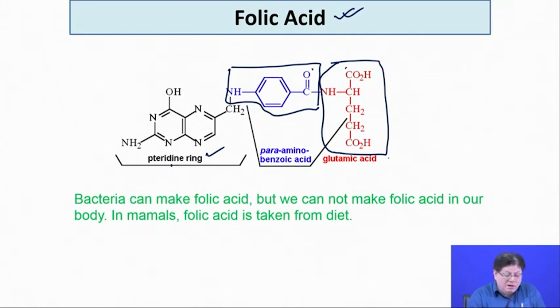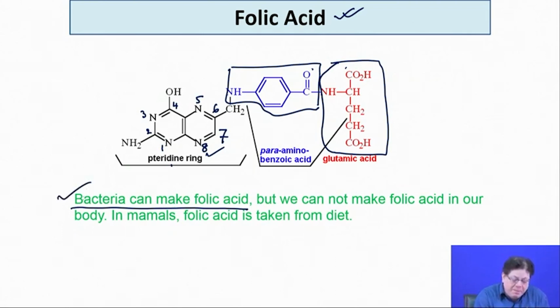Okay. Now, the numbering system goes like this: this is 1, this is 2, this is 3, this is 4, this is 5, this is 6, 7 and 8. Okay. So, now an interesting fact about folic acid is that this is not the coenzyme form, this is the vitamin. So, this has to be transformed into the actual coenzyme form.